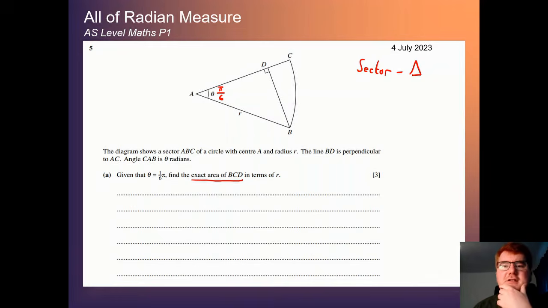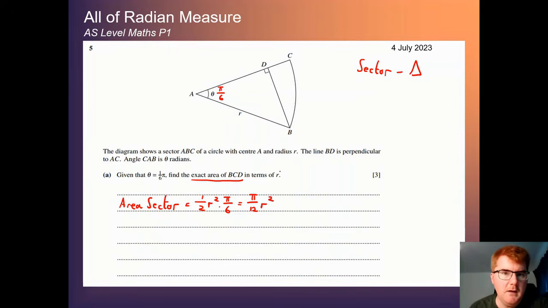So that's the strategy in my head, before I even start the question. Let's see what we can do. So the first thing is the area of a sector. I think that's fairly straightforward here, because that's just a half r squared theta. So in terms of r, a half r squared, times theta here, so that's times pi over 6. And if we simplify this down, we get pi over 12 r squared. Perfect. So we've done the whole sector. Now we need to look at the triangle. This is where a little bit of trigonometry comes in.